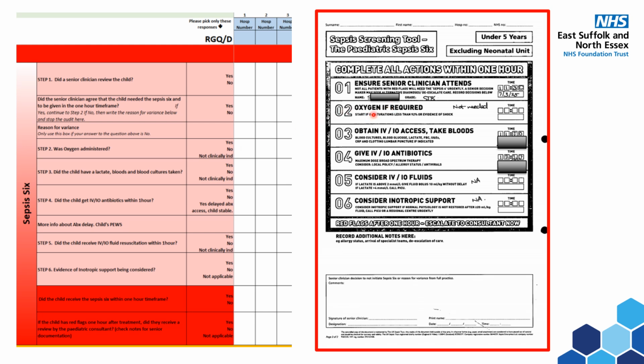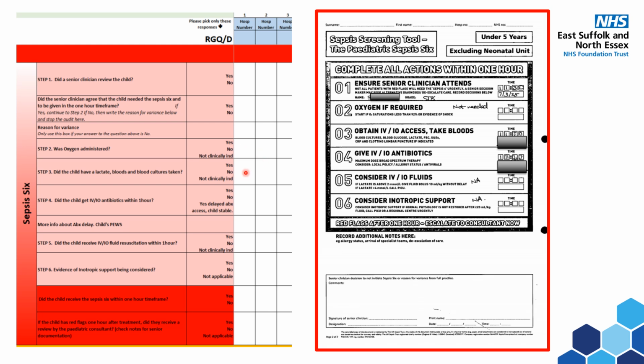So I can see here oxygen if required and it wasn't needed. Okay, so I'm going to write in there NA or not clinically indicated for that part of the audit. Children don't always need oxygen for the Sepsis 6. It's only if they are hypoxic.